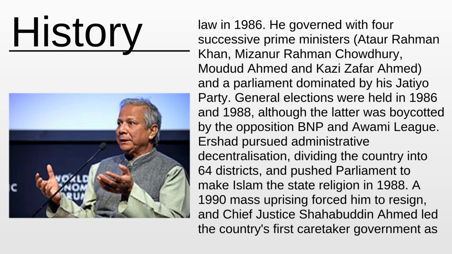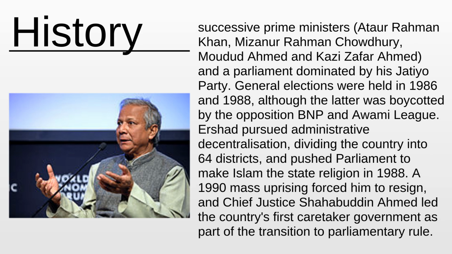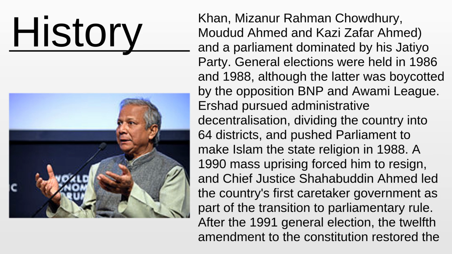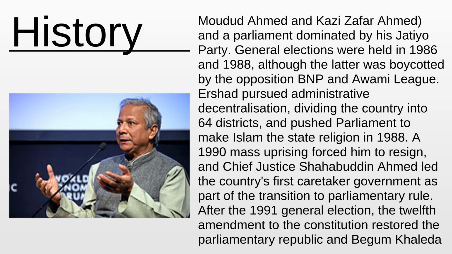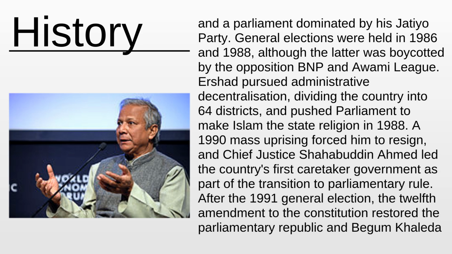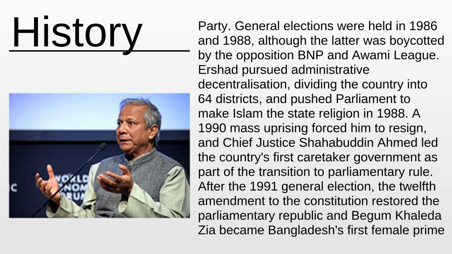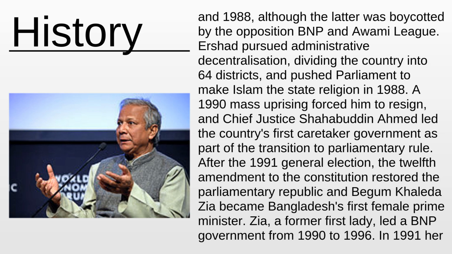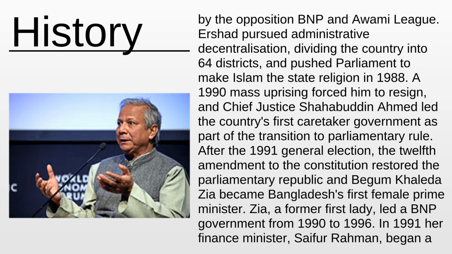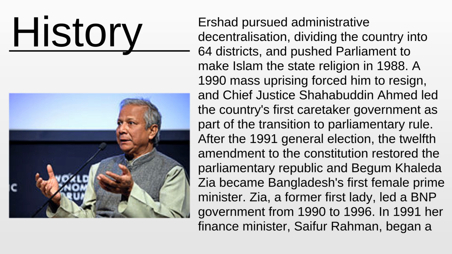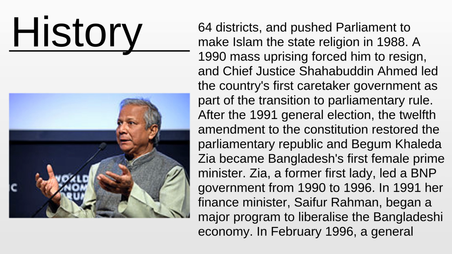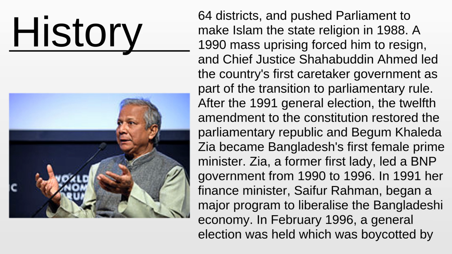He governed with 4 successive prime ministers, Ataur Rahman Khan, Mizanur Rahman Chowdhury, Moudud Ahmed and Kazi Zafar Ahmed, and a parliament dominated by his Jatiyo party. General elections were held in 1986 and 1988, although the latter was boycotted by the opposition BNP and Awami League. Ershad pursued administrative decentralization, dividing the country into 64 districts, and pushed parliament to make Islam the state religion in 1988.